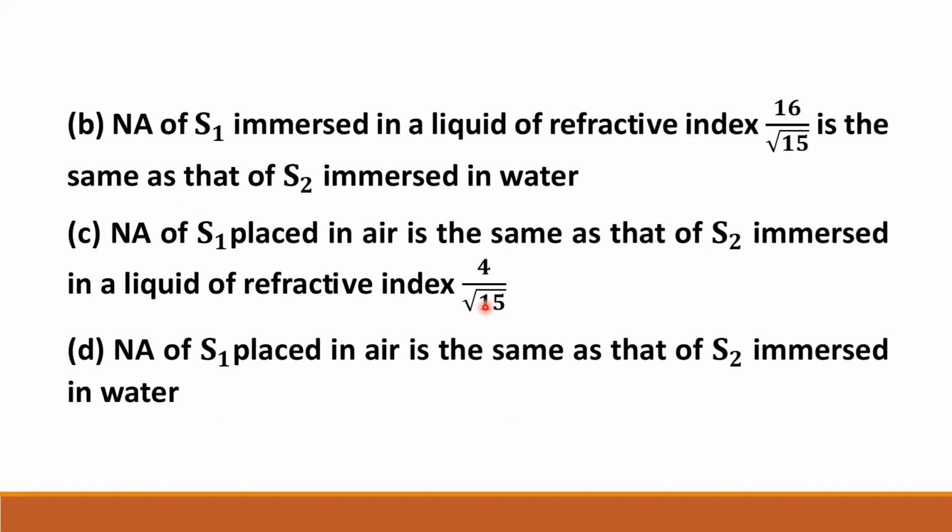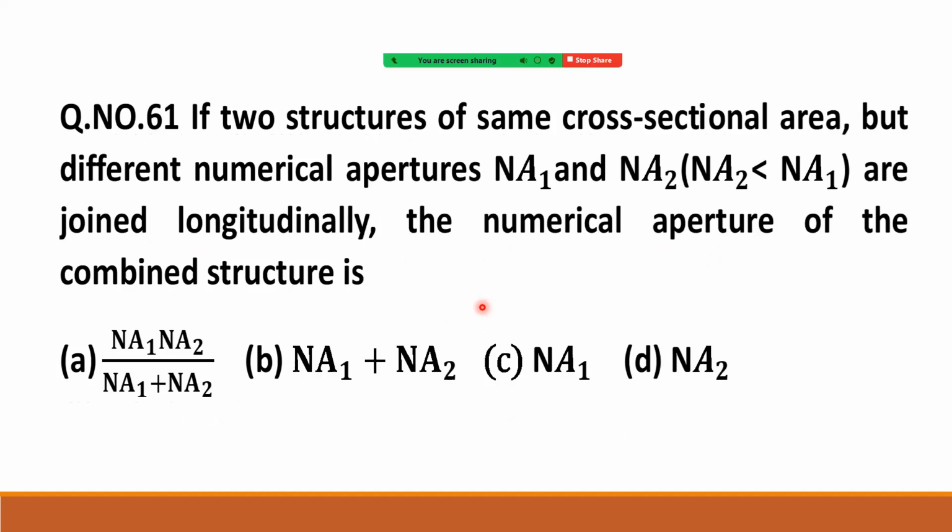Okay. Let us go to the next problem. So in that paragraph, next one is: if two structures of the same cross-section area but different numerical apertures NA1 and NA2 are joined longitudinally, the numerical aperture of the combined structure is? Students, it is very simple if you understand the logic. So he is saying that we are joining two wires longitudinally. For the combined structure, what is the numerical aperture? Condition given: NA2 is less than NA1.